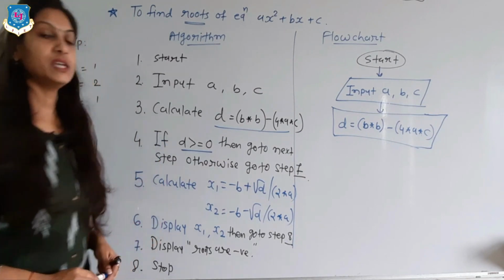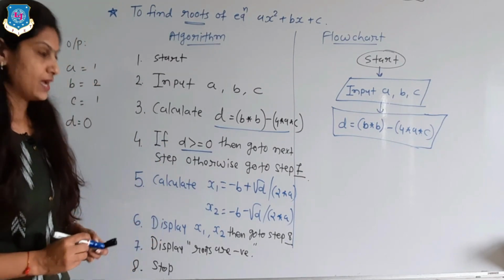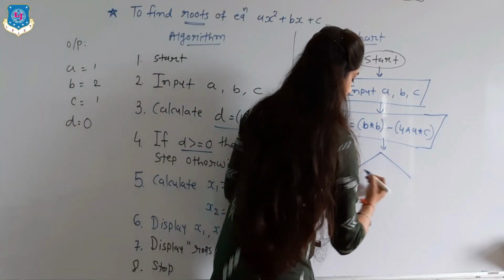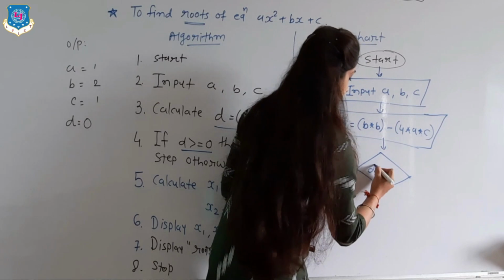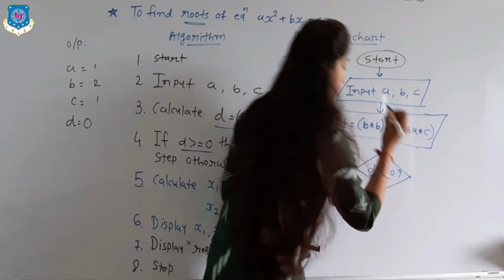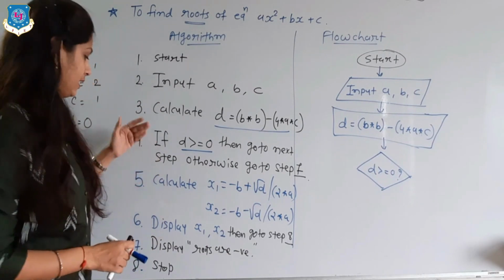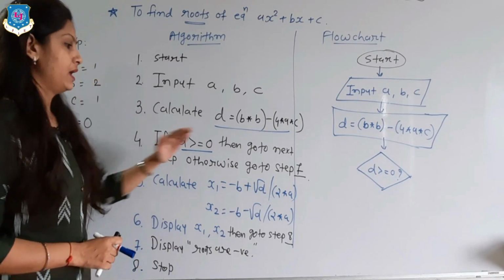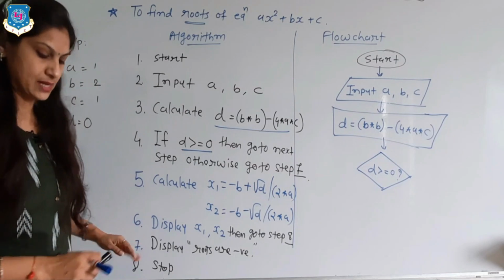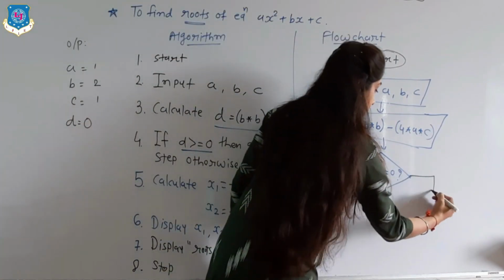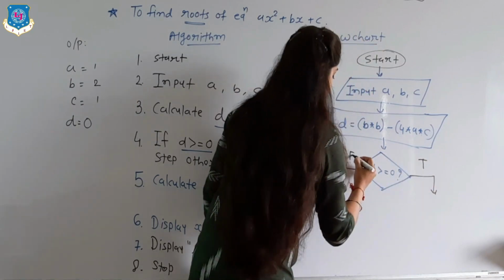Now if is nothing but condition, and the condition we have to write down in which shape? Always in a diamond shape, that is D greater than or equal to 0, question mark. Now it always has two possibilities. First is the 5th number step and false has the 7th step. So here two possibilities, true and false.